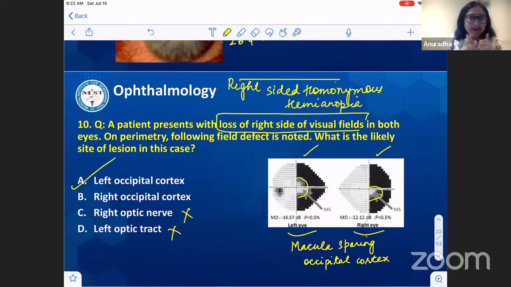Please, I don't want any one of you to mark the visual field question wrong. After the optic chiasma, wherever the lesion is, whether it is optic tract, temporal lobe, or occipital cortex, the lesion will be on the opposite side of the loss of visual field. So if it is a right-sided homonymous hemianopia, the lesion will be left. And if it is a macula sparing defect, then it is not optic tract, it is occipital cortex.